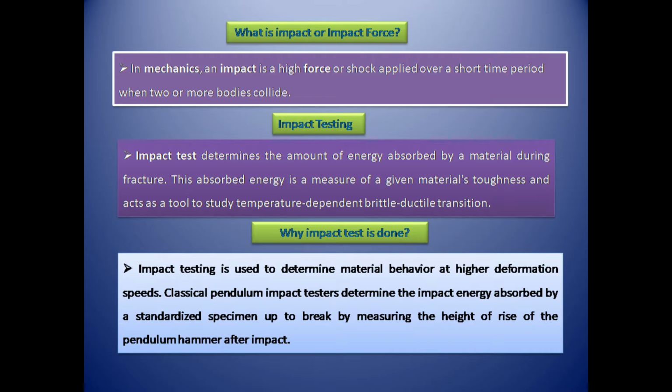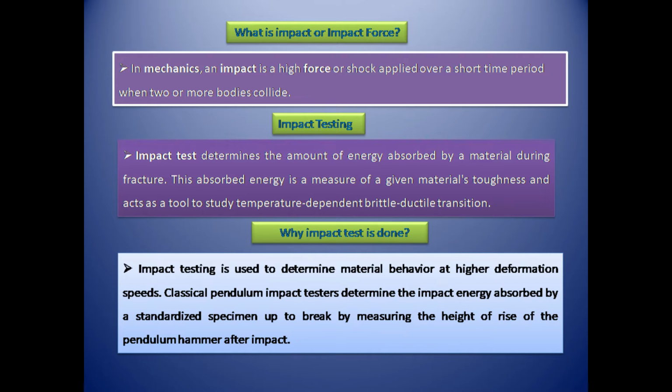These values are important for the selection of material that will be used in applications that require the material to undergo very rapid loading processes, such as vehicle collision.